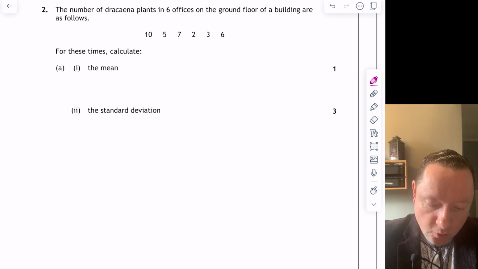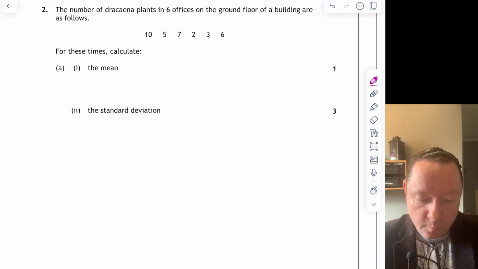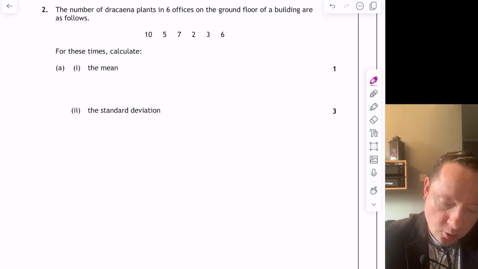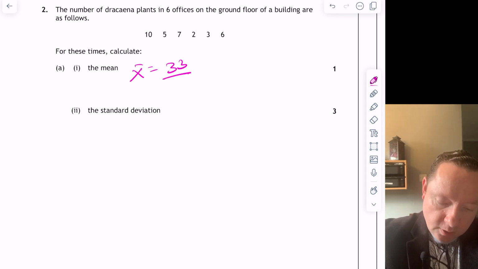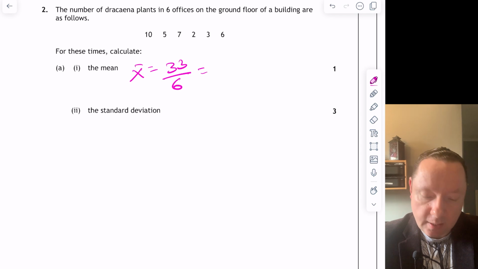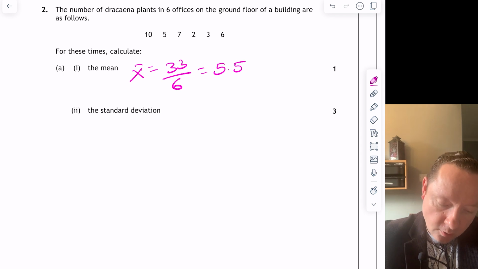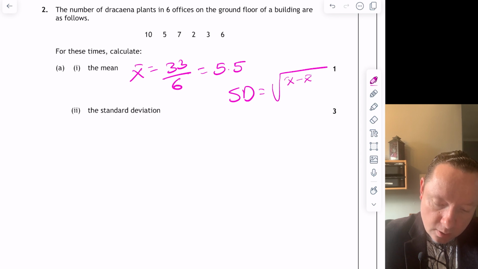Question 2. Dracaena plants in 6 offices on the ground floor are as follows. Calculate the mean and standard deviation. Mean means you add them all up and divide by how many there are. You add them up, that gives you 33, and there are 6 numbers. 33 divided by 6 on the calculator is 5.5. Now for standard deviation I use the formula at the start of the exam paper: the square root of the sum of x minus x bar squared over n minus 1.